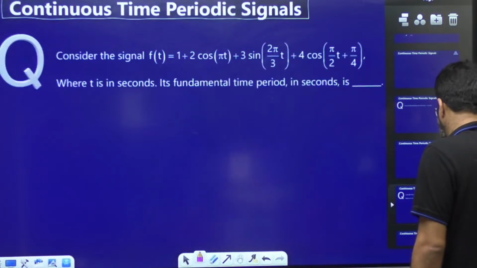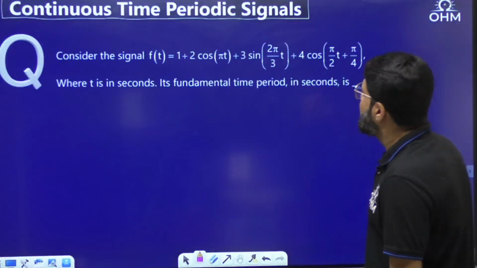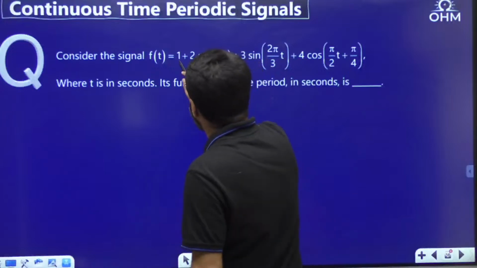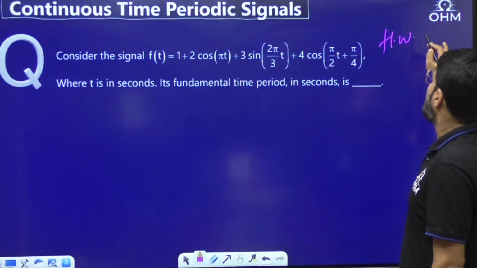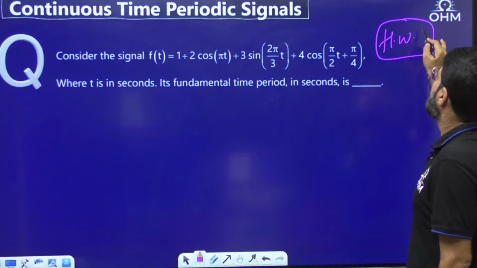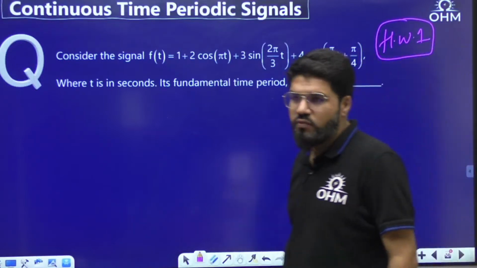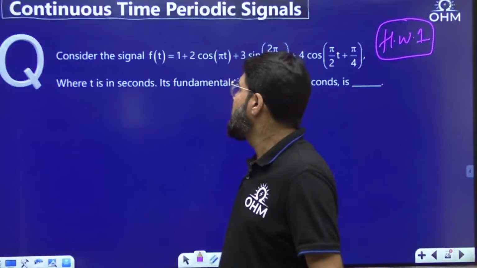So now there is something similar. Okay, will the DC component affect? This is something similar. Homework number 1 for you. Again today I'll give you 2 homeworks. This is something similar, homework number 1 for you.